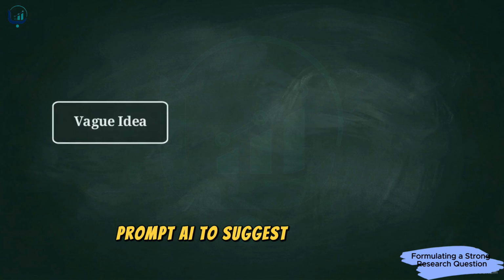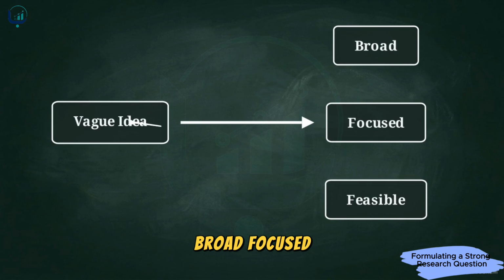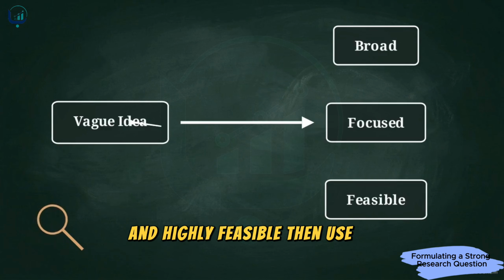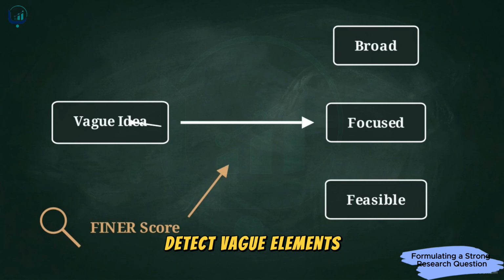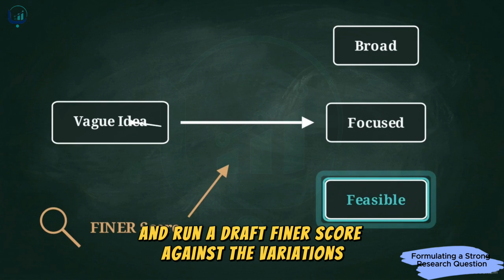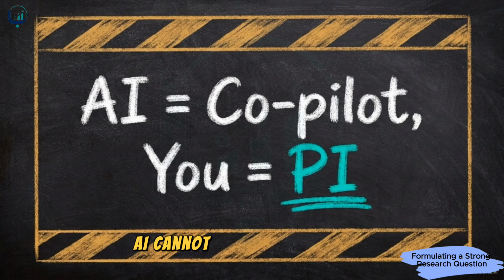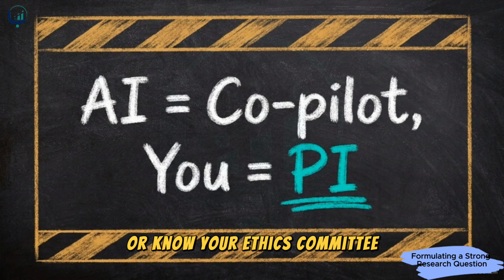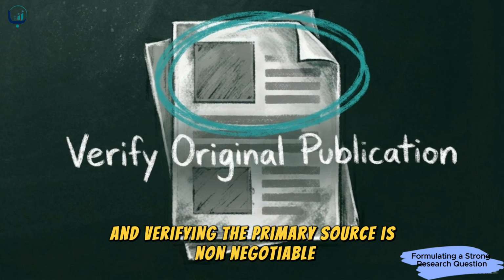Prompt AI to suggest the optimal framework and draft 3 question variations: broad, focused, and highly feasible. Then, use AI defensively. Ask it to critique its own work, detect vague elements, and run a draft FINER score against the variations. There is a mandatory safety boundary here. AI cannot assess your budget, verify your patient dataset, or know your ethics committee. Opening the real paper and verifying the primary source is non-negotiable.